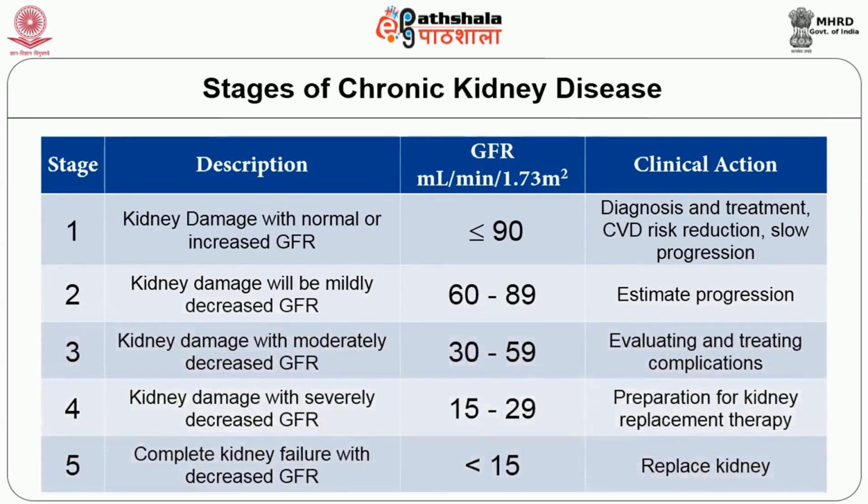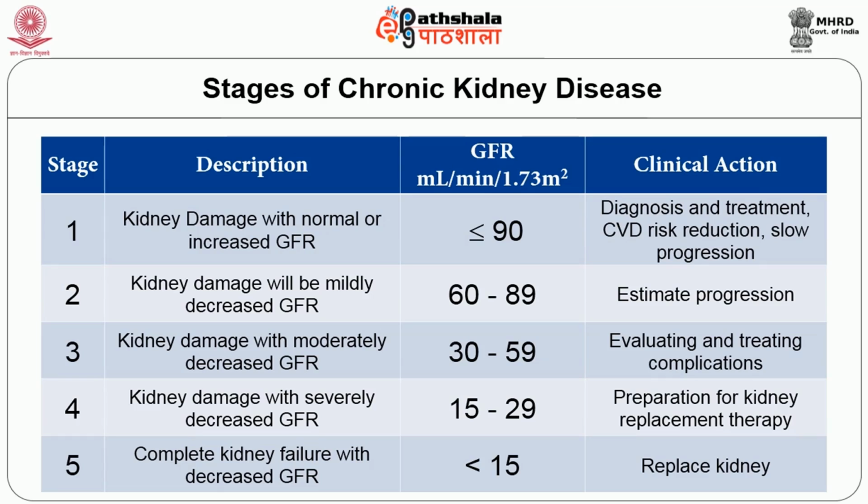Stage 1. Here there is kidney damage with normal or increased GFR. The glomerular filtration rate will be greater than or equal to 90 ml per minute per 1.73 meter square. The clinical action plan is to diagnose and treat, reduce CVD risk and slow progression. In stage 2, the kidney damage will be mild with a decreased GFR of 60 to 89 ml per minute, and the clinical action plan is to estimate the progression.